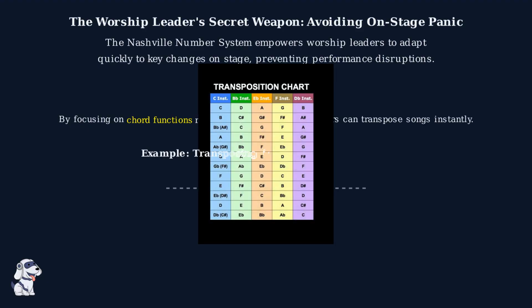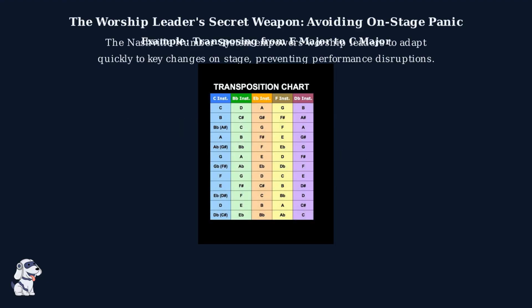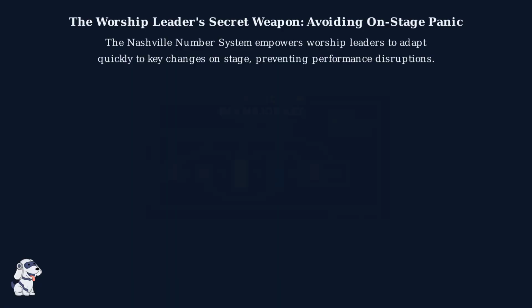Consider a worship leader who needs to drop a song from E major to C major without time to adjust. Using NNS notation, the chord progression remains the same, 1, 4, 6, 5, but now resolves in the new key. The NNS chart shows how numbers translate across keys. In E major, this becomes E, A, C sharp minor, B. In C major, it becomes C, F, A minor, G. The functional relationships stay constant. This approach eliminates the panic of capo adjustments or rewritten charts, allowing seamless transitions during worship services.